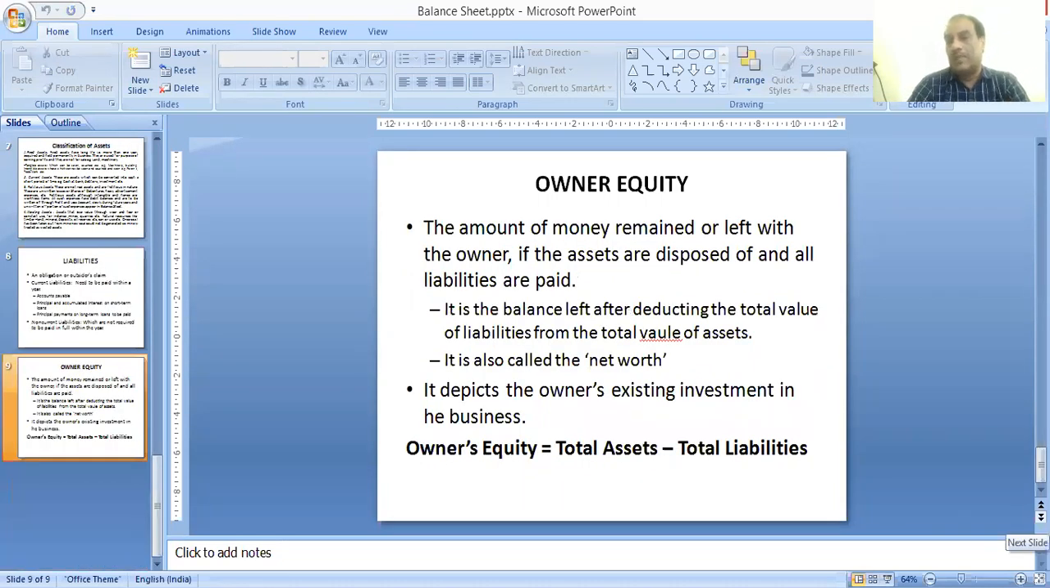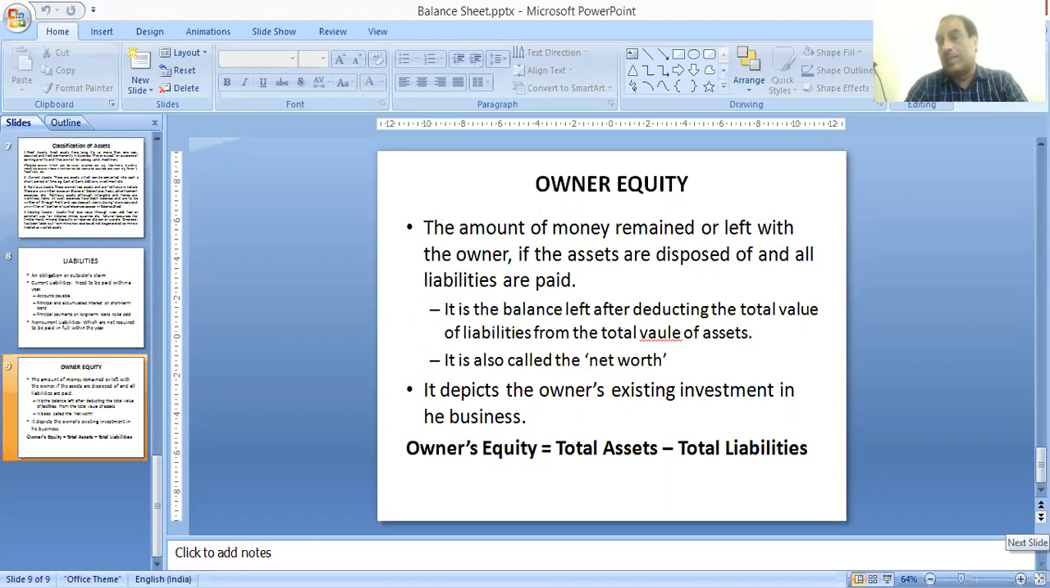Then we have owner's equity, and this is very important. The amount of money left with the owner if the assets are disposed of and all liabilities are paid is the owner's equity. That is the owner's equity. That is the amount left with the owner.